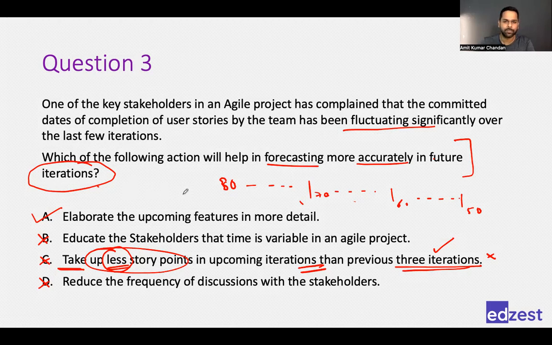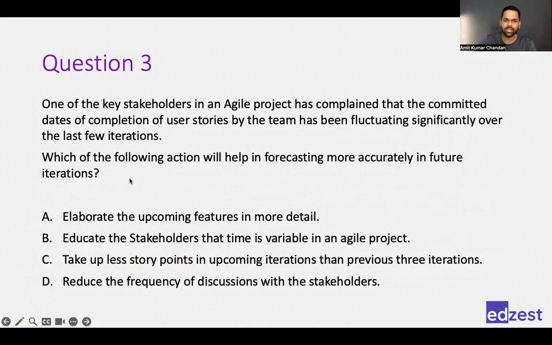Okay, I'll take it up with you separately. Maybe I'll give you one simple statement. The question is not asking about this iteration. The question is asking about all the future iterations. And if you take up fewer story points for all upcoming iterations than the previous 3 iterations, you're not doing a good job. We can discuss later. Not a problem. Okay, sure, Amit. That's fine. All right, is everyone else clear? Yes, sir. Yeah. Let's go to the next one.